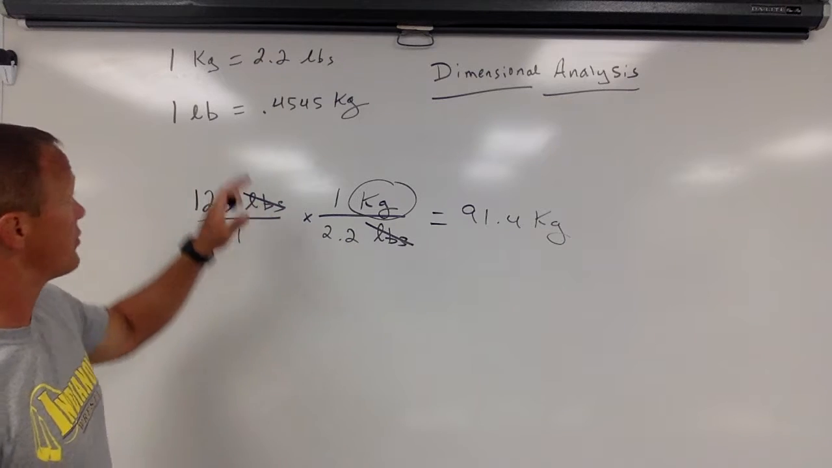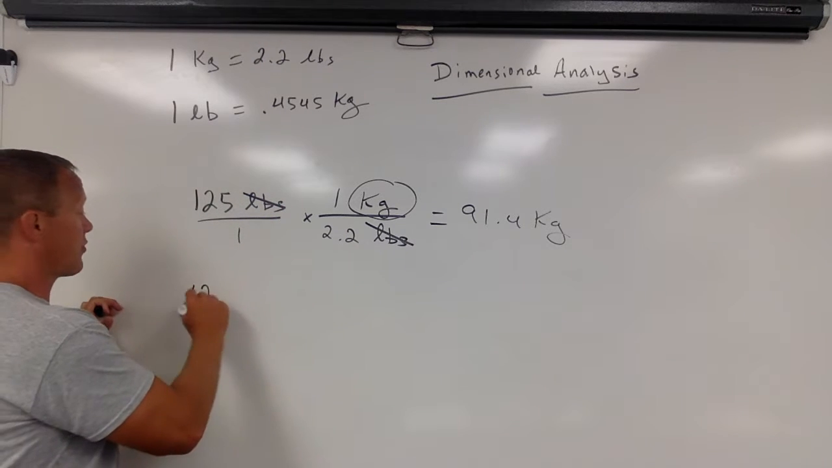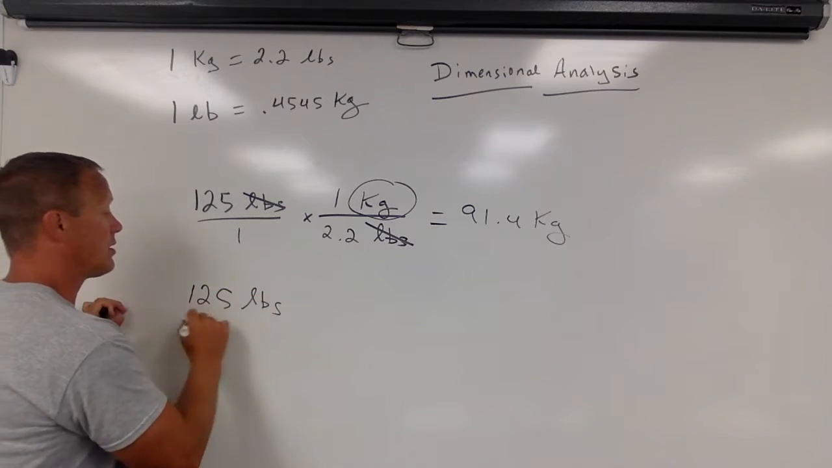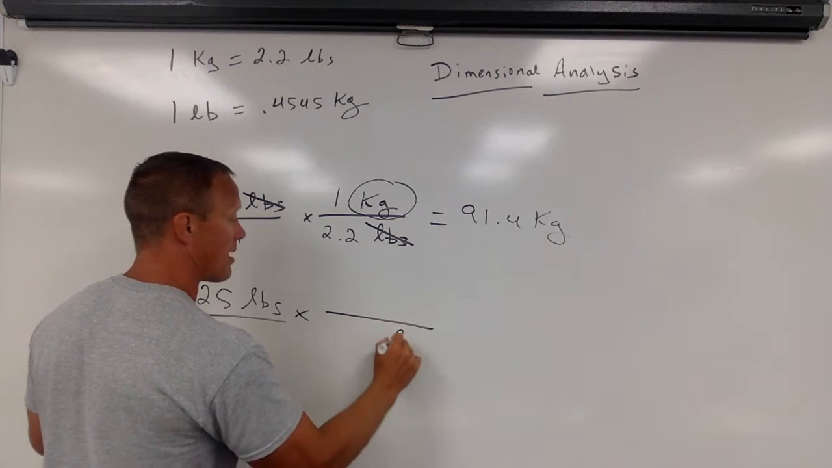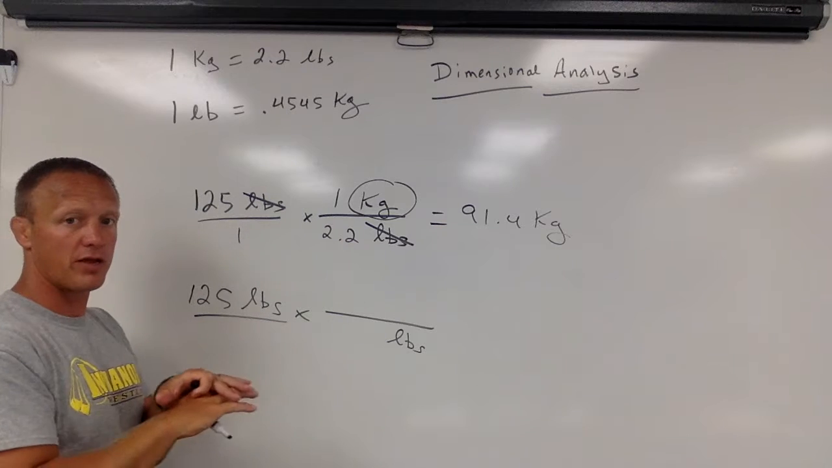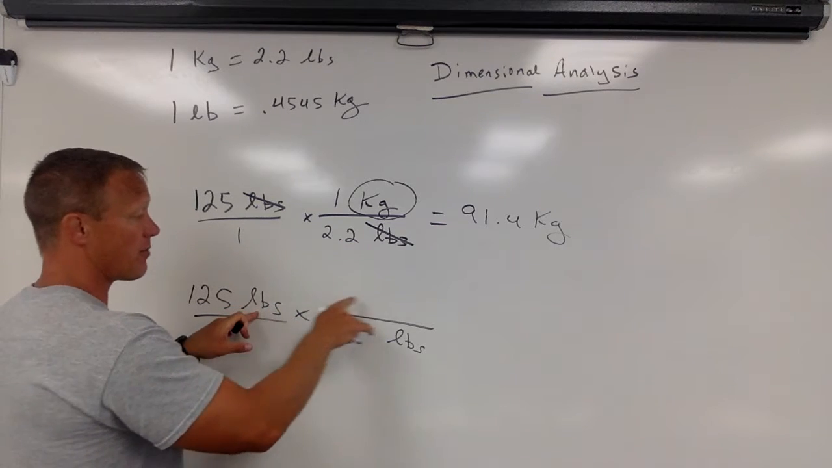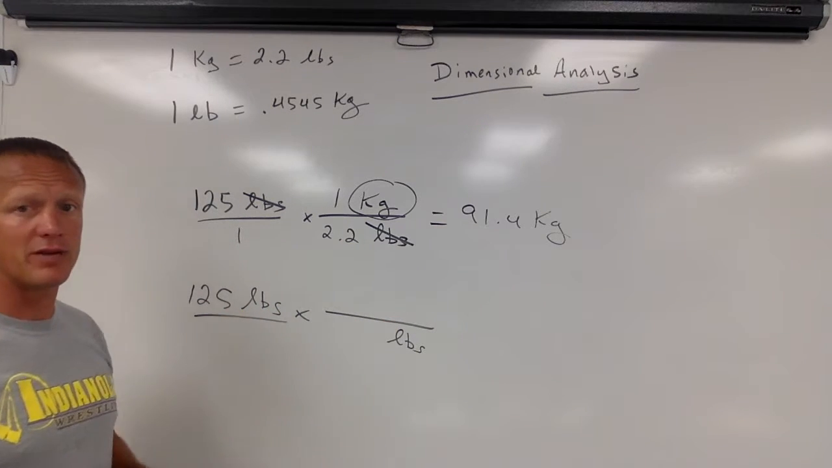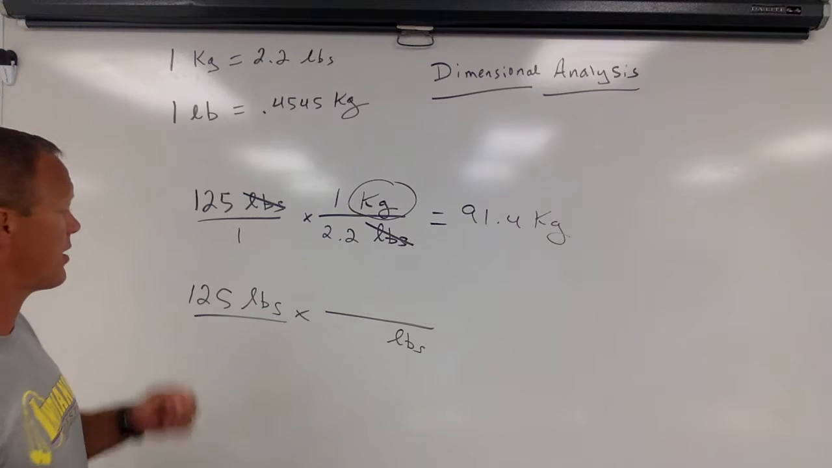Now, what if I would have used this conversion? Same thing. If I start with 125 pounds, again, I immediately know that my label needs to come down here. Whatever label's up here has to go on the bottom over here, or they cancel. If I had pounds on top there and pounds on top there, it becomes square pounds, which is no such thing as a square pound.